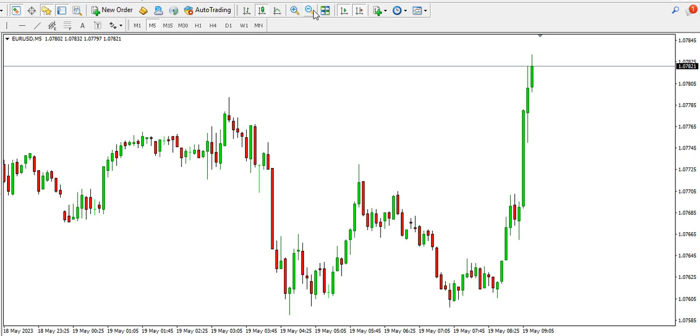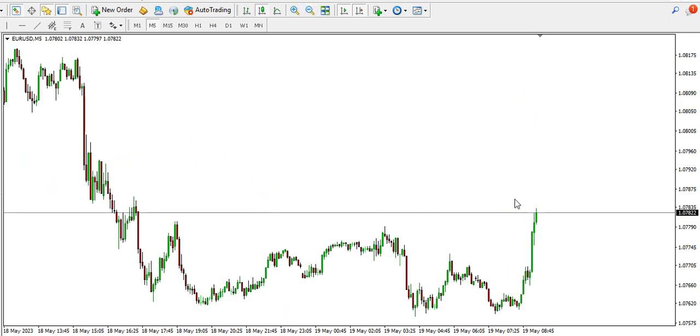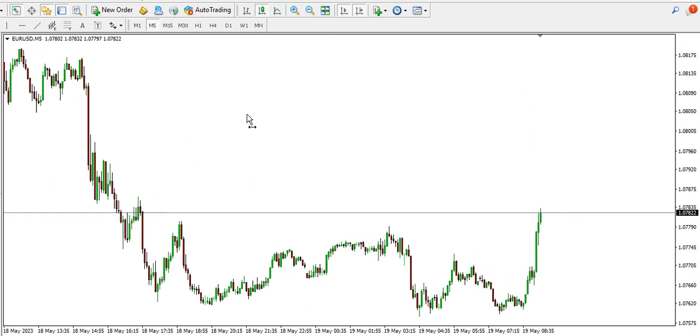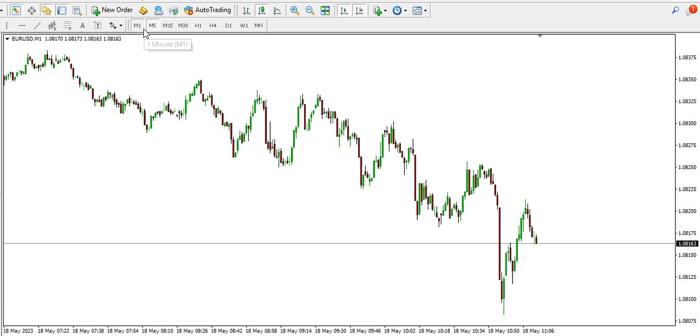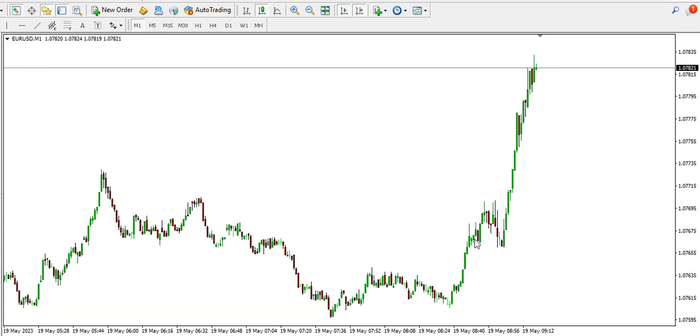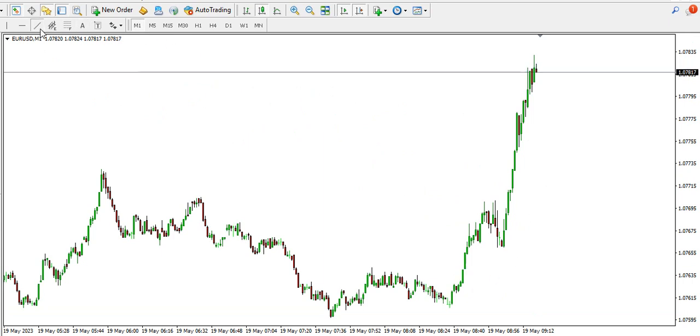Let's look at the 5 minutes time frame. You can see it's obvious that price is recovering, so you might want to jump in on the buy. On the 1 minute, it's obvious that price is recovering. You might want to jump in and buy.